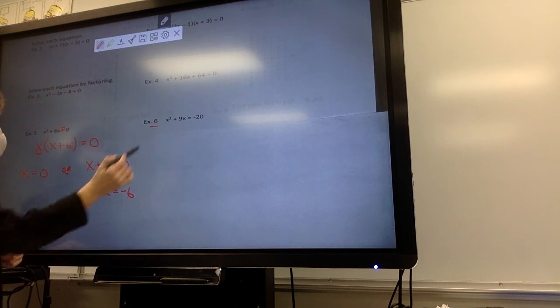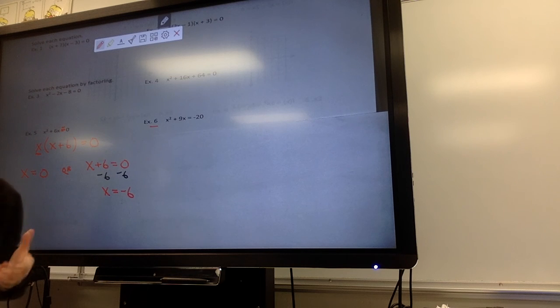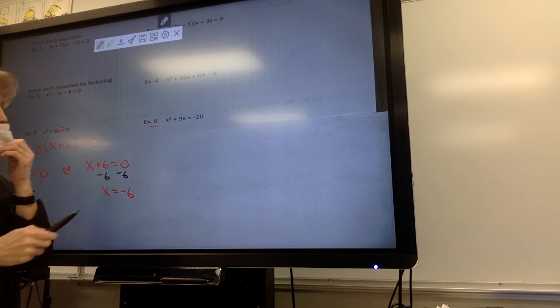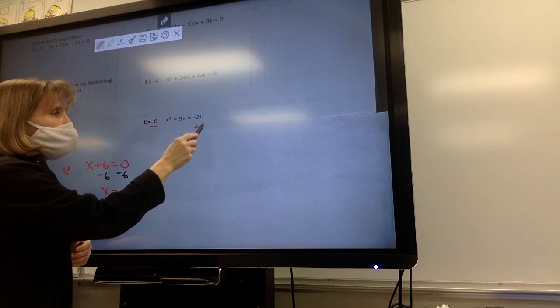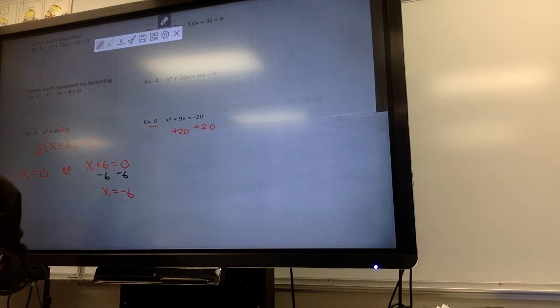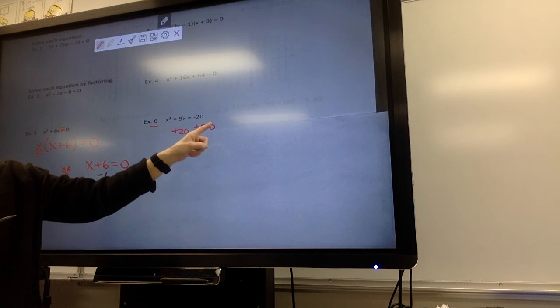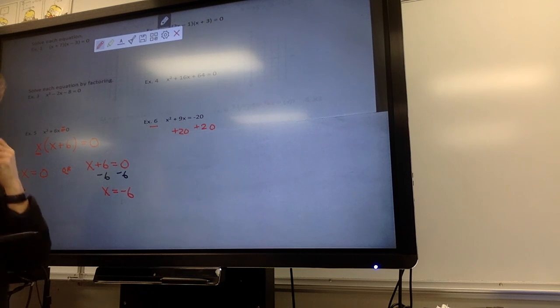Okay, and then number 6. What's wrong with that one? It's equal to negative 20. It's not equal to 0. You cannot do these until you have them set equal to 0. So I would start this problem by adding 20 to both sides of the equation. Because I want this to be 0. And it's a negative 20 to start with, so I'm going to add 20 to it.